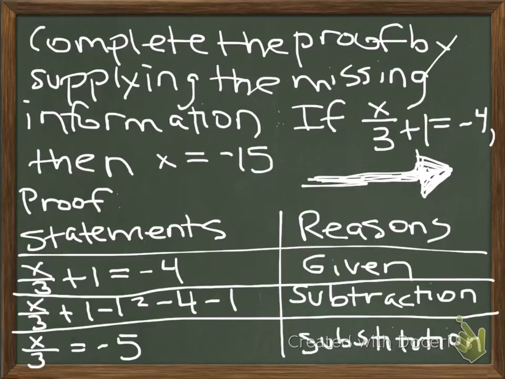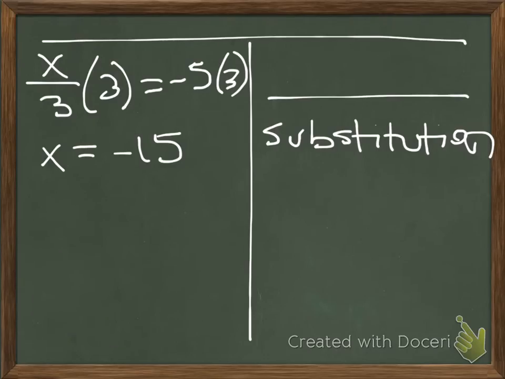Here we just need to fill in the rest of this proof. So we started with the statement x over 3 plus 1 equals negative 4. So they're saying the solution needs to be x equals negative 15. So we started by solving the problem. We needed to subtract 1 on both sides first. Then we got x over 3 equals negative 5. And then if we keep going, notice they are multiplying by 3 on both sides here, so the reasoning would be the multiplication property.